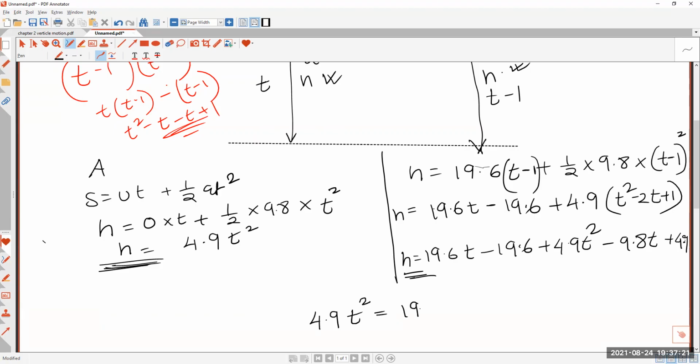Is equal to 19.6. Excuse me, someone came. Pause the recording. Resume.